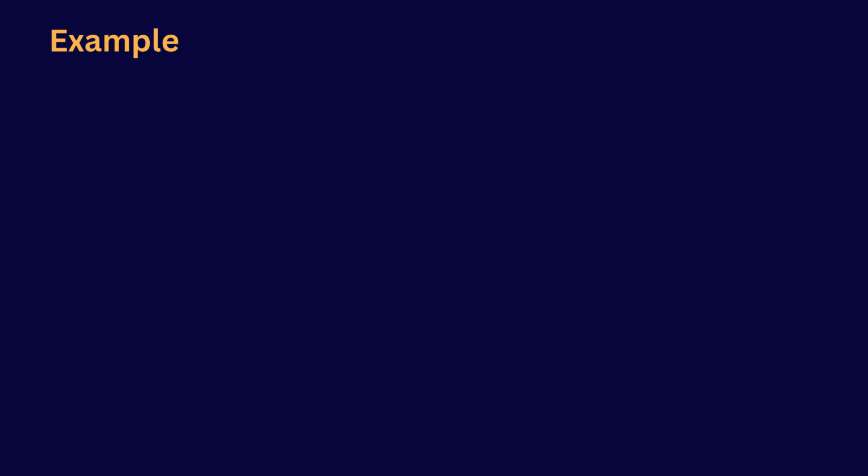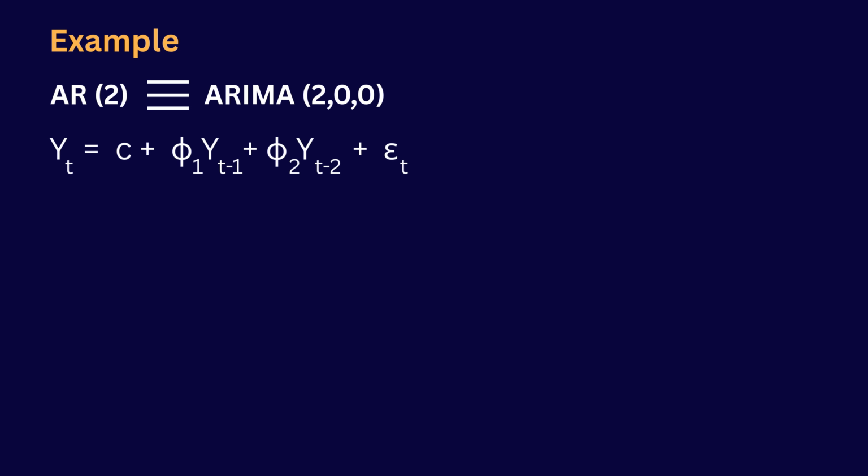Let's look at the example. So in here we write AR(2). Also we can write it as ARIMA(2,0,0) because we don't have D and Q value. So we can write it as y_t equals c plus phi 1 times y_(t-1) plus phi 2 times y_(t-2) plus epsilon_t.